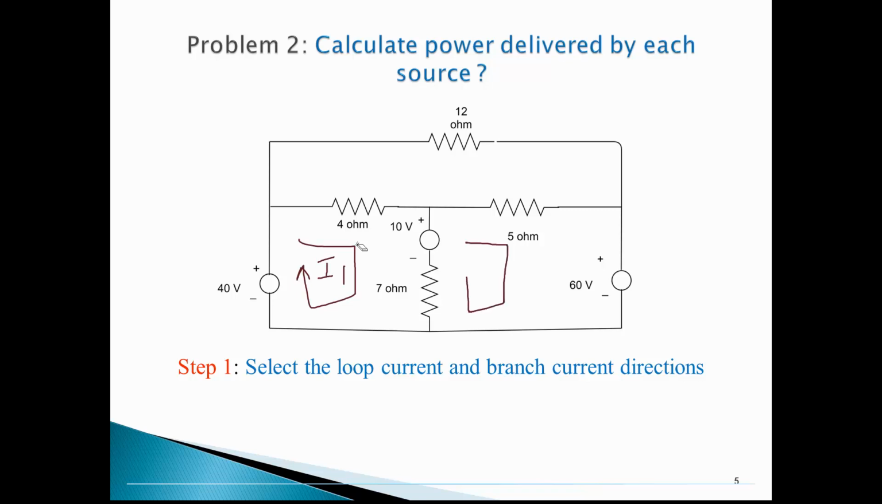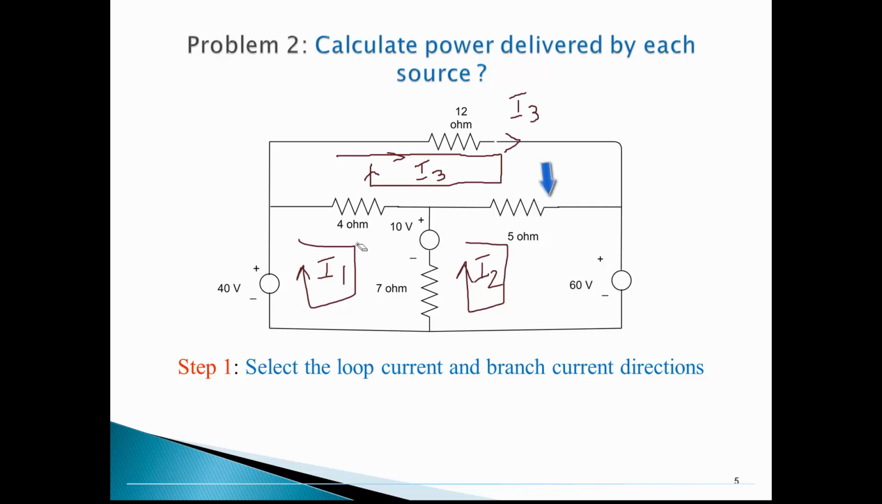I1, I2, this is your current I3. In fact, loop current I3. Now consider this 12 ohm, only I3 current is flowing. Let me take here the current as I3.